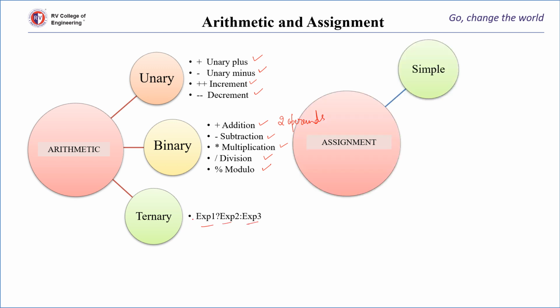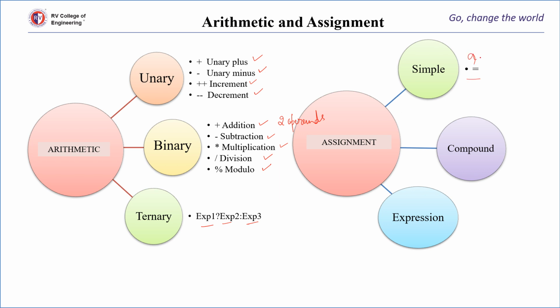Coming to assignment operators, we have simple assignment, compound assignment, and an expression. Simple assignment is an equal to operator, which assigns a right hand side value to your left hand side. That is, the value of b is stored into your a, or you can have something like this: a is equal to 5, wherein 5 is stored in a.